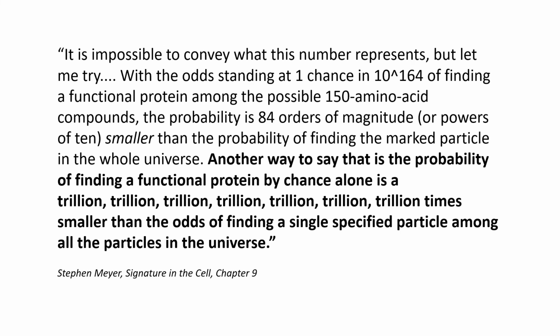So let us end this lecture by continuing with Stephen Meyer's discourse. Quote, it is impossible to convey what this number represents, but let me try. With the odds standing at 1 chance in 10 to the 164 of finding a functional protein among the possible 150 amino acid compounds, the probability is 84 orders of magnitude or powers of 10 smaller than the probability of finding the marked particle in the whole universe.